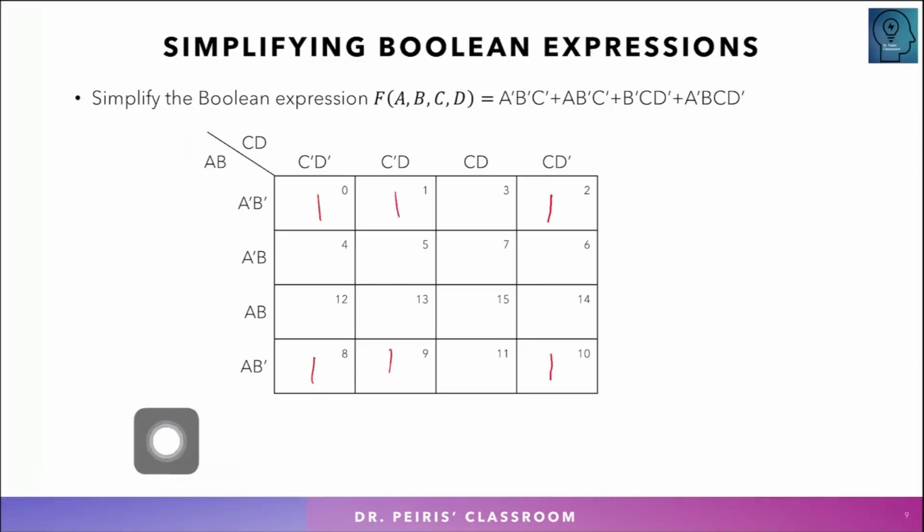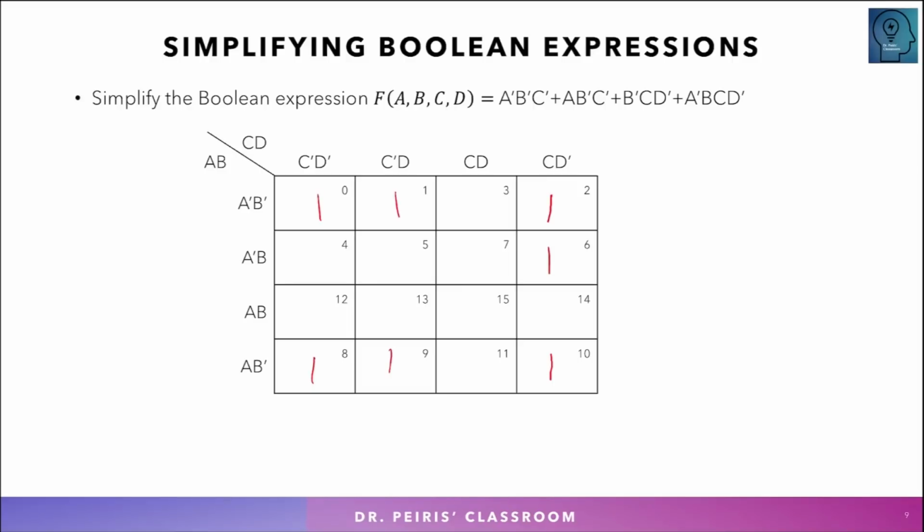And the next one is A prime, B, C, D prime. Here is A prime, B, and we need C, D prime. So this is the square A prime, B, C, D prime. So it's only 1 here. Now this is how you mark the ones when the terms are given, not the minterms.